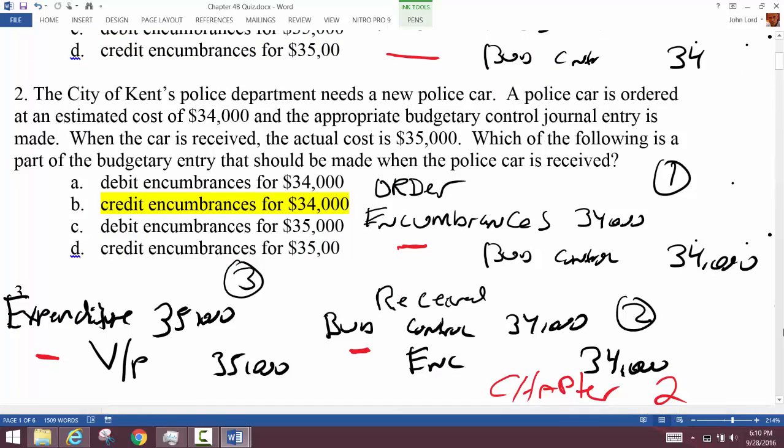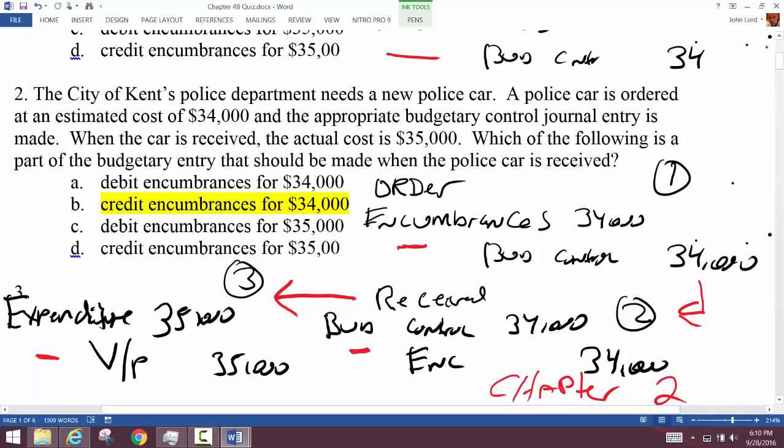When the car comes in, what do we do? We reverse the original encumbrance for the original amount by debiting budgetary control for $34,000, crediting the encumbrance. That reverses that original entry, right? And then I set up the expenditure and credit the voucher payable for the actual amount, right? $35,000. Okay, so that's just testing that whole process there.